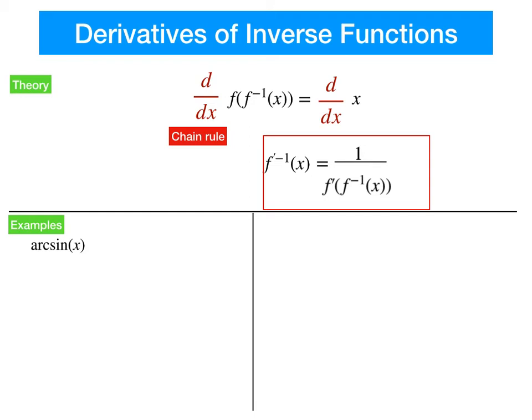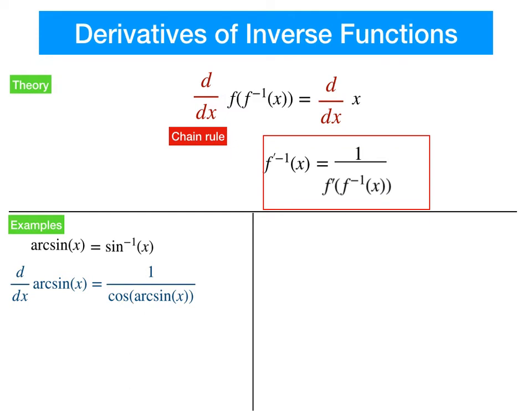Let's start with arcsin of x. We know that arcsin is the inverse of sine of x. Then using the definition above, we can conclude that the derivative of arcsin of x is 1 over cosine of arcsin of x, because cosine is the derivative of sine.